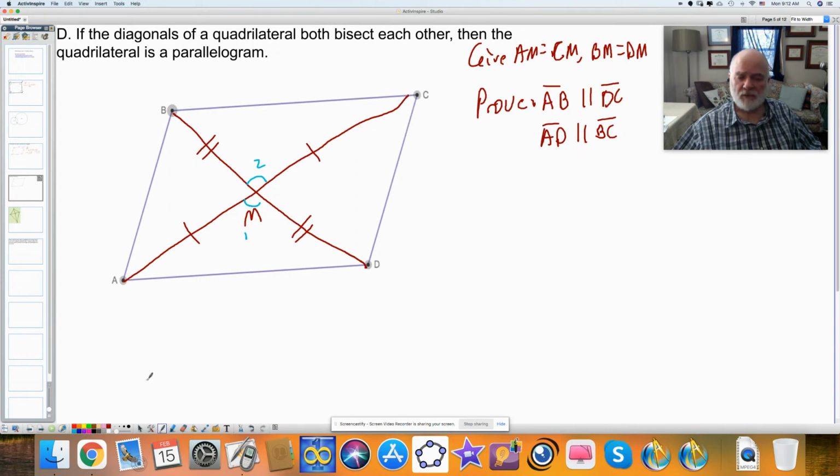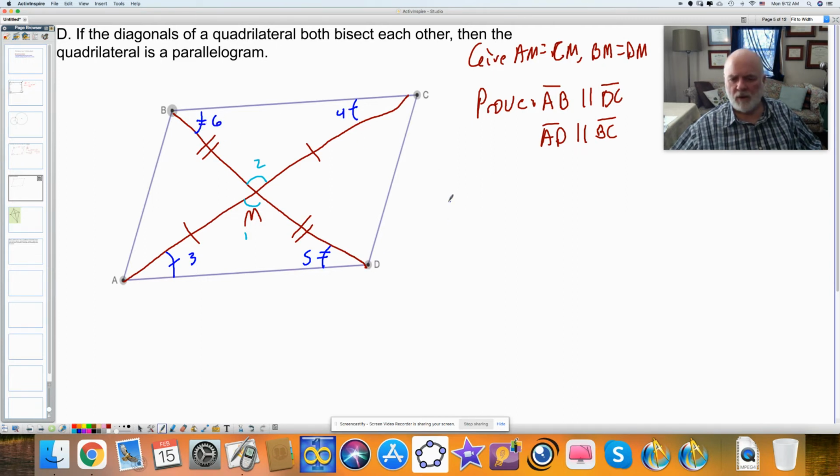Since they are congruent, all their remaining corresponding parts must be congruent. So this angle, which we'll call angle 3, has to be congruent to angle 4. Also, this angle, which we'll call angle 5, has to be congruent to this angle, which we'll call angle 6.